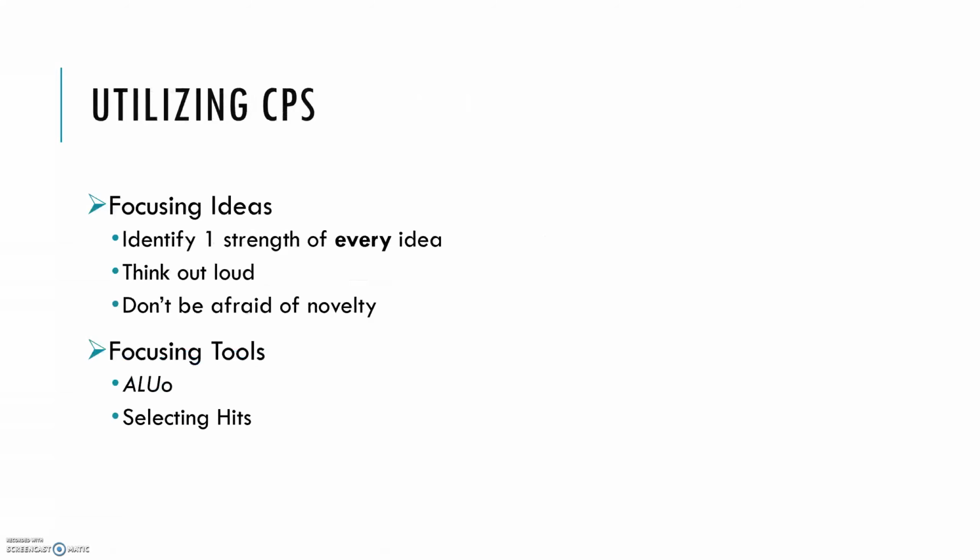Going back, moving on, after we've come up with all of our ideas, we're going to want to focus on the things that we like and think about which idea is the best. So doing this, we want to be able to identify one strength of every idea that we think of and really be thinking out loud so that everyone knows why you're feeling the way you feel or why you're saying things. A couple of tools that would be really helpful for us are ALUO and selecting hits.